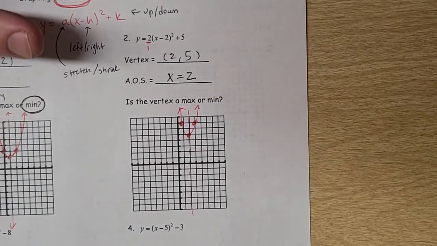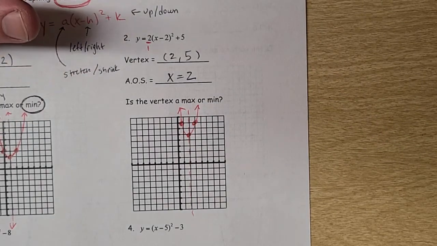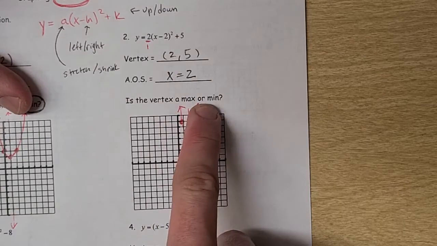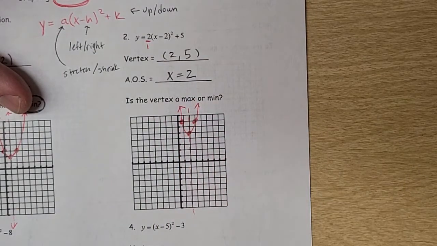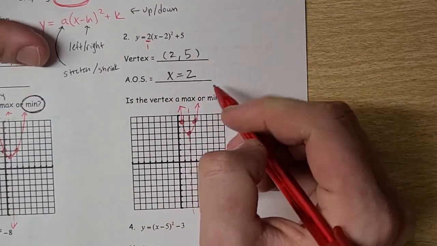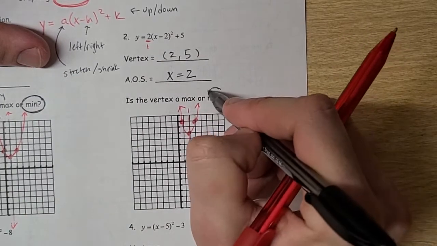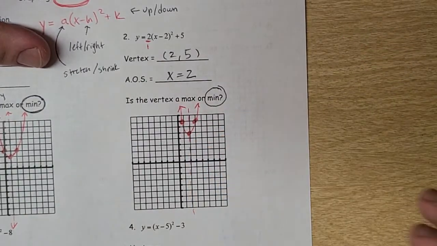aka a parabola. And I asked the same question as before. Is the vertex a max or a min? You should look at this and you should say that's at the bottom again, so it is a minimum. Nothing too crazy, right?